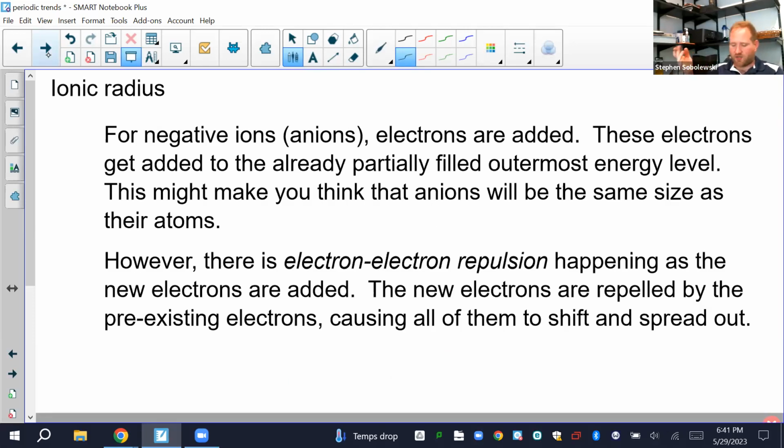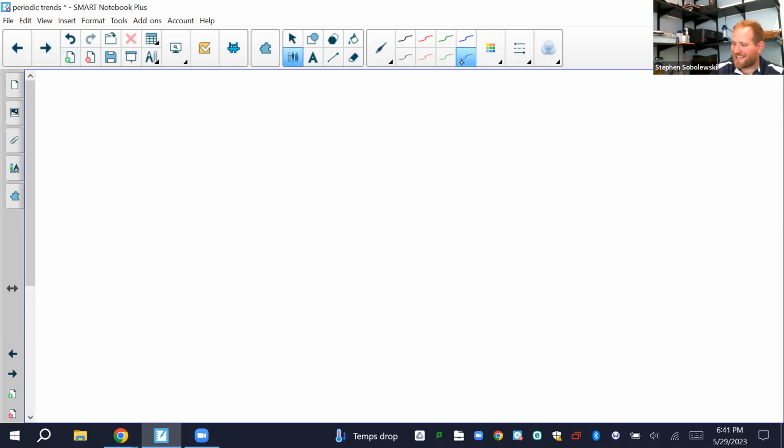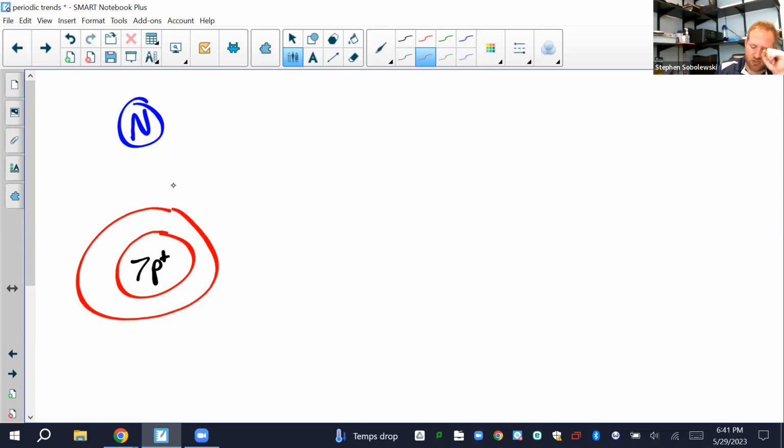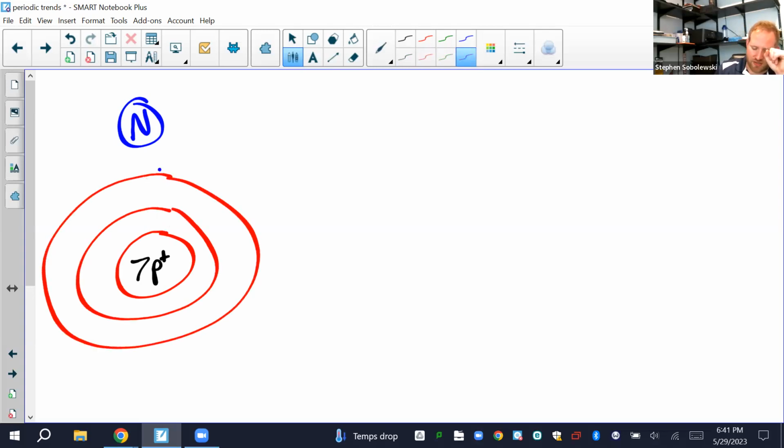Well, for negative ions or anions, electrons are added. These electrons get added to the already partially filled outermost energy level. This might make you think that anions will be the same size as their atoms, right? Like if I have, for instance, a phosphorus. Let's make it simple. Let's go up to N. You have 5 valence electrons, right? So here's N. We're going to have a total of 7 protons. We're going to have electrons in the first energy level and 5 electrons in the second energy level. 1, 2, 3, 4, 5.